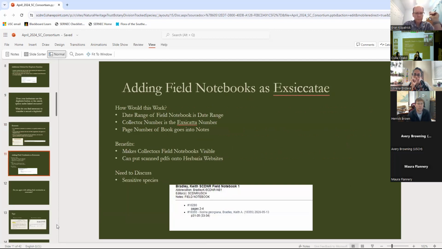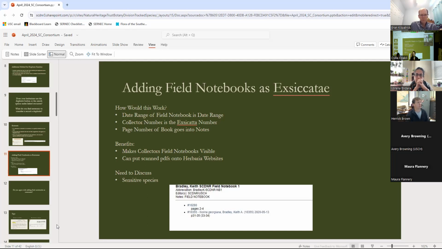One thing we've been playing around with is that some field books have extra data about herbarium specimens that doesn't make it onto the label, and we want to be able to see that. Each herbarium has a unique set of field notebooks based on who was working through that herbarium at the time. For example, I use my boss, Keith Bradley. I added his field notebook as an Exsiccata, and then you can add the number. The Exsiccata number is his collection number, and then you can link the specimen to it. In the notes, I added the pages in which he has comments about that particular specimen.